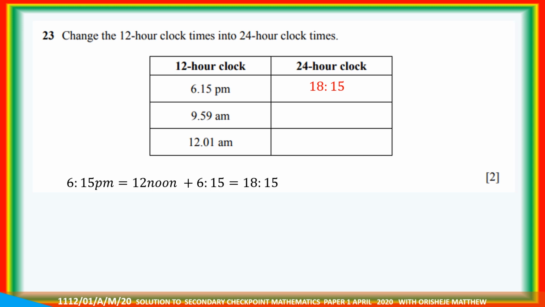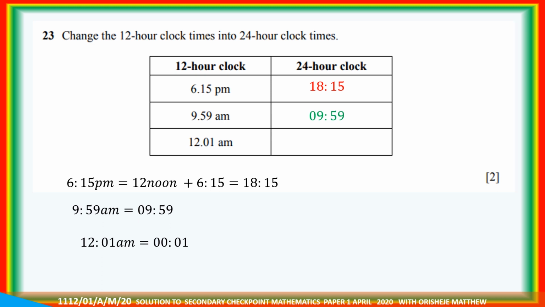Alright. Then 9:59 AM. Write it in 24 hours. Since it's not up to 12 noon, you just write it the same way. So it's going to be 09:59. But because it's 24 hours, do not make the mistake of writing 9:59 again, because that is only 12-hour clock. Okay, take note.